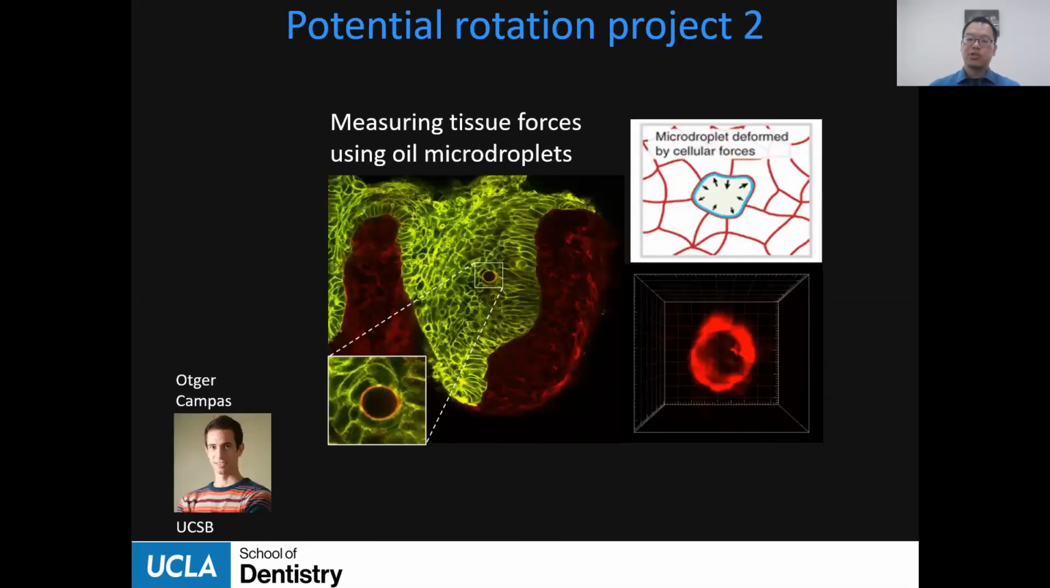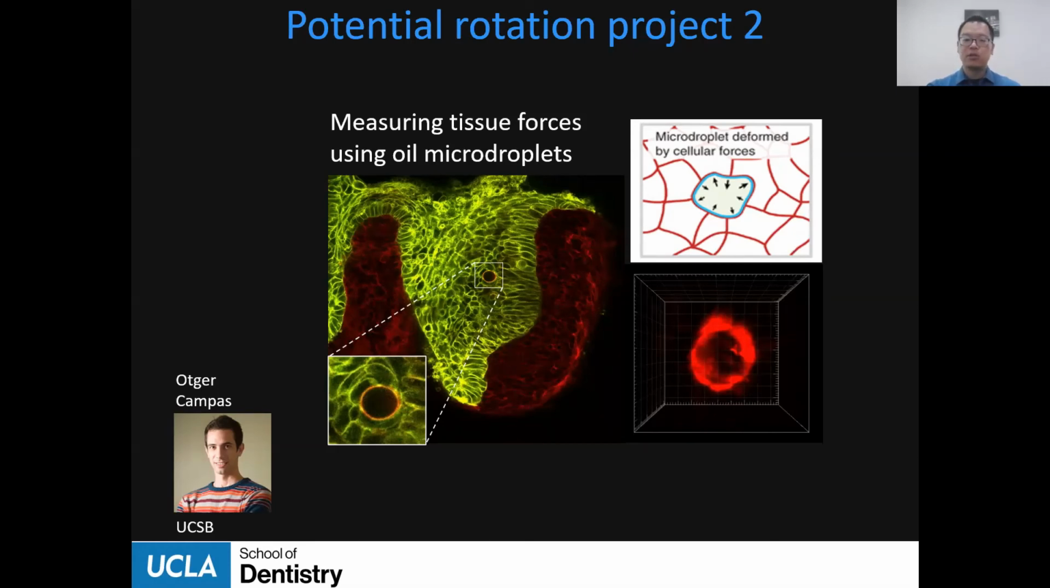A second potential project will be to be part of this collaboration with Dr. Ujay Campus at UC Santa Barbara to use oil microdroplets as a force sensor in order to measure tissue forces in different parts of the mandible. We will then be able to match these different forces to differential gene expression in the developing mandible. This will be a start to understanding how tissue mechanics may potentially control different aspects of cell biology as well as gene expression of specific genes. These are some of the developmental projects that we have in the lab.